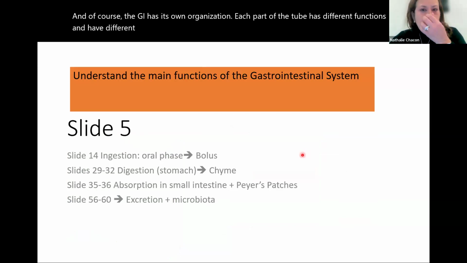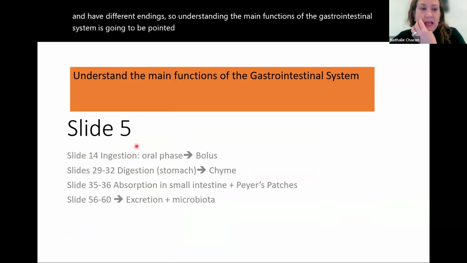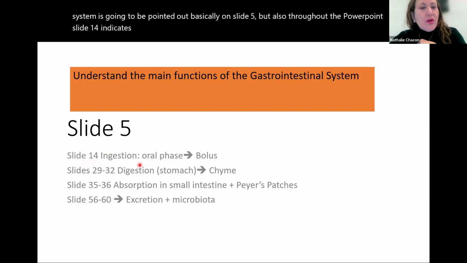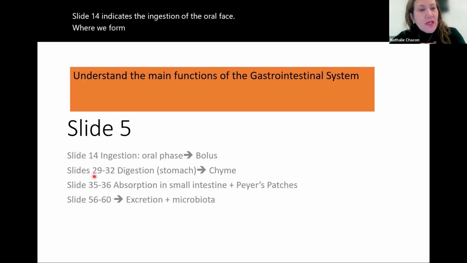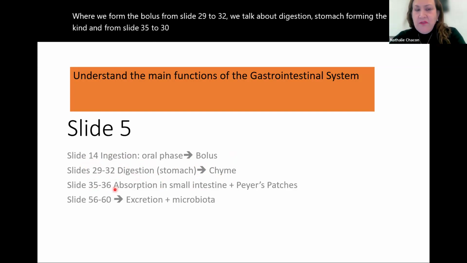Understanding the main functions of the gastrointestinal system is pointed out basically on slide 5, but also throughout the PowerPoint. Slide 14 indicates the ingestion of the oral phase, where we form the bolus. From slide 29 to 32, we talk about digestion, the stomach, forming the chyme. And from slide 35 to 36, the main function of the small intestine is absorption.